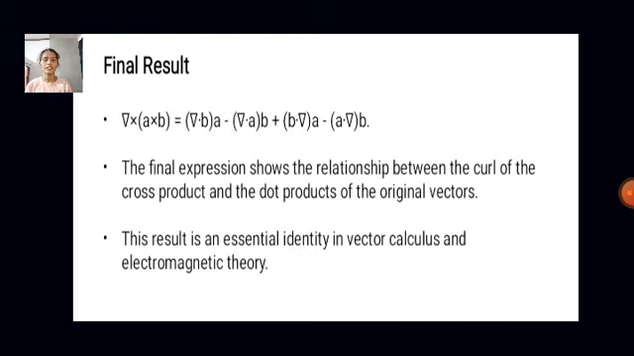Final result. ∇ × (A × B) = (∇·B)A − (∇·A)B + (B·∇)A − (A·∇)B. The final expression shows the relation between the curl of the cross product and the dot product of the original vectors. This result is an essential identity in vector calculus and electromagnetic theory.